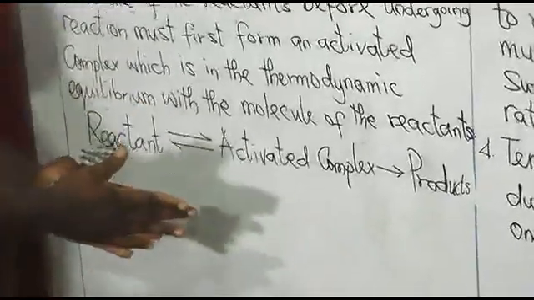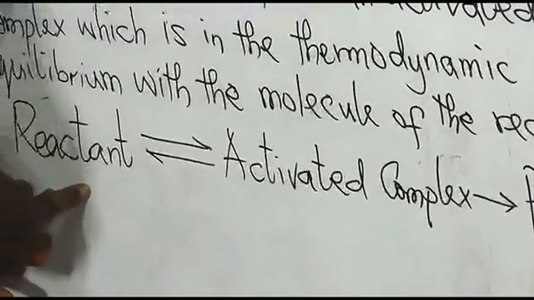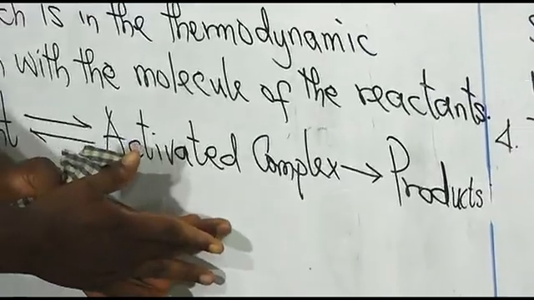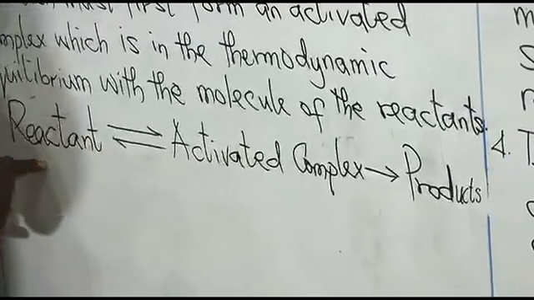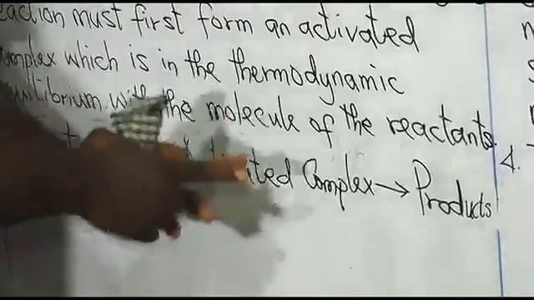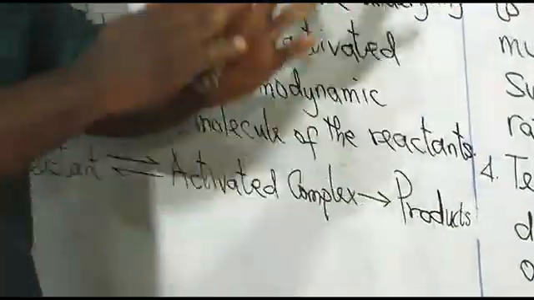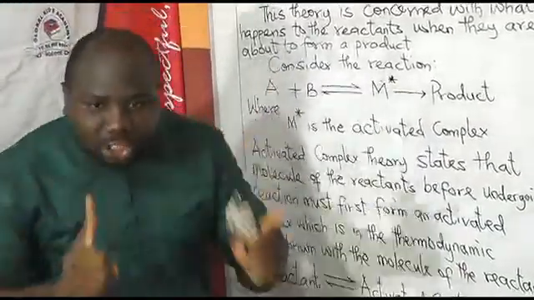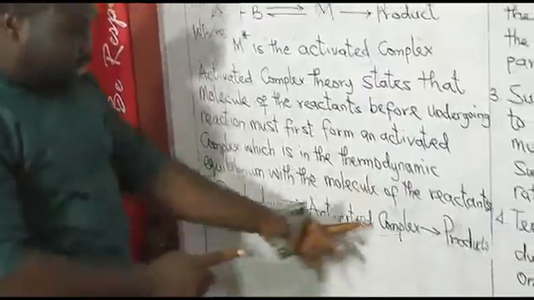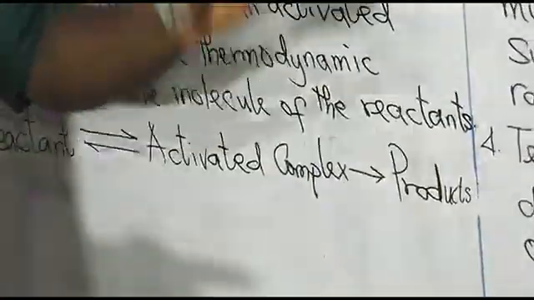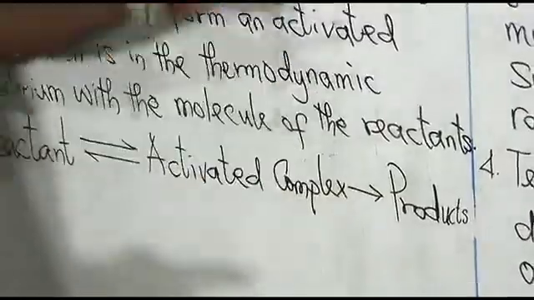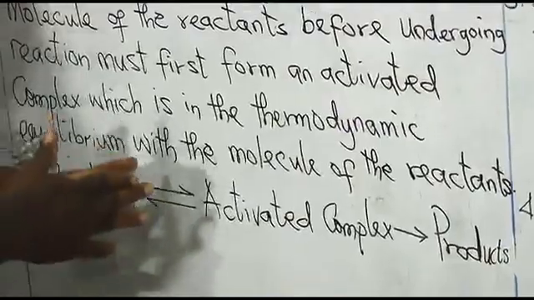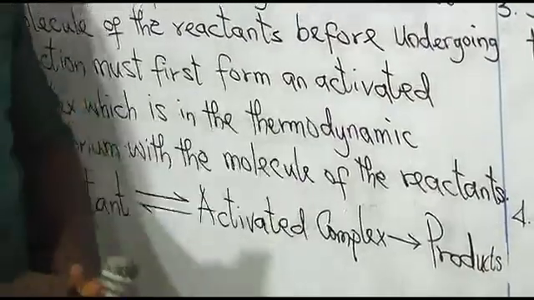Also, look at this. The overall equation is that reactants undergoing reaction must first of all form an activated complex in thermodynamic equilibrium with the reactant before decomposing to product at a definite rate. So it implies that every reaction must follow this theory. Every reaction that can lead to formation of products must obey activated complex theory.